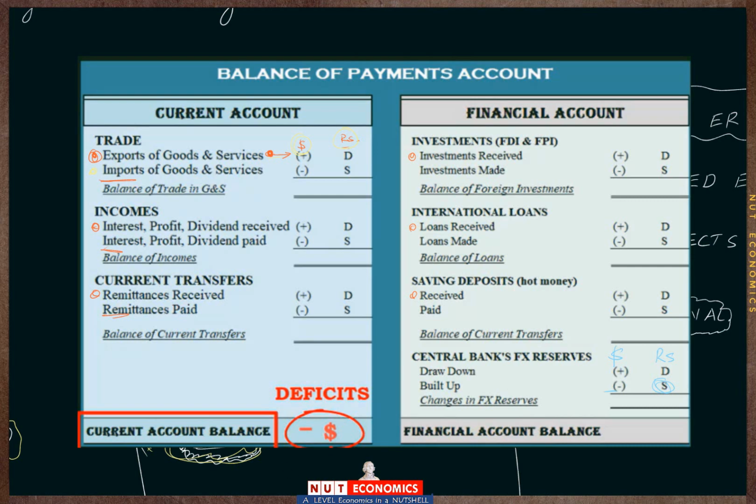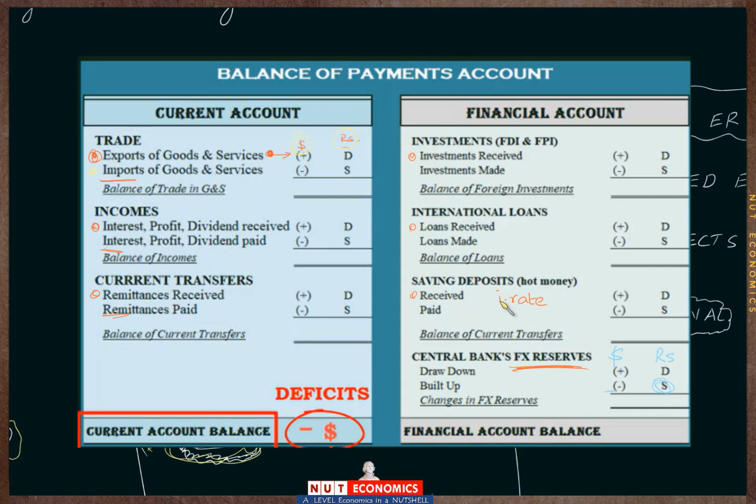क्या चीज? Hot money flows. Remember that thing. That is the second main thing that central banks will try to do. एक वो अपने FX reserves के साथ खेलते हैं, and the other thing they try to do is they try to play around with the interest rates.